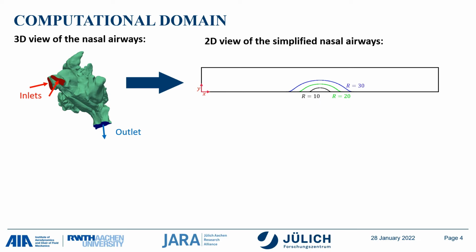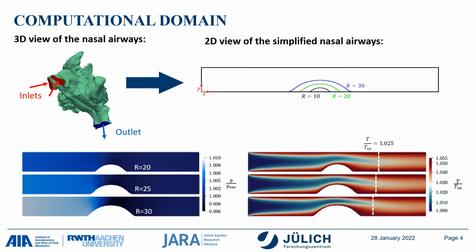Since nasal cavities are complex three-dimensional geometries, the computational domain is simplified into a narrow two-dimensional channel with a bump at the center to depict the deviated septum for our current study. The CFD simulations are performed using an automated grid generator and a thermal lattice Boltzmann solver. We see that as the bump radius increases, the pressure loss increases and the temperature ratio for an arbitrary value is reached earlier. This shows that the pressure loss and temperature have competing goals and a compromise needs to be found.